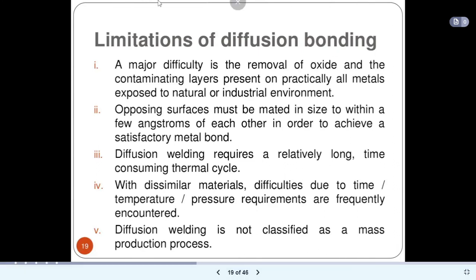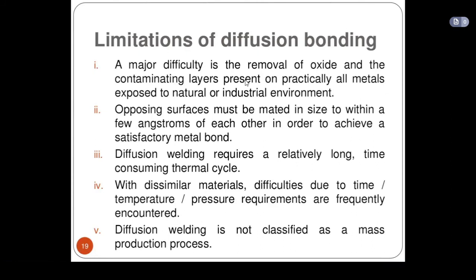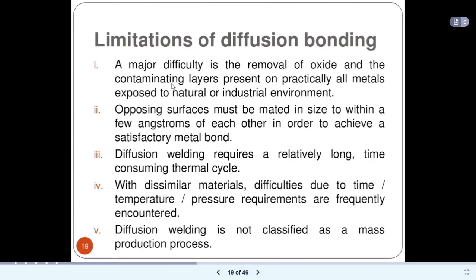Limitations of the diffusion bonding. The major difficulty is the removal of oxides and the contaminating layer present practically on all the metals. Means the scales or oxides that are present on the surface of the base material, we need to remove for this welding process, and to remove these oxides is very difficult in this case. So this is a limitation of the welding process.